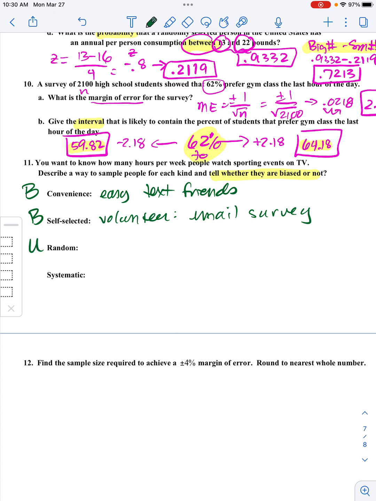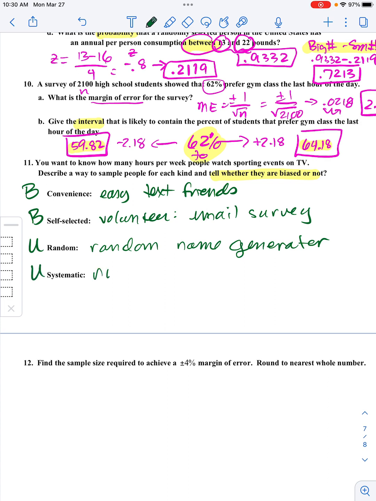Random is unbiased, but it's really hard to be totally random. Like, how are you going to totally randomly find out how many hours people watch? And so you would need some kind of a random name generator, something where everyone's equally likely to be chosen to be surveyed.